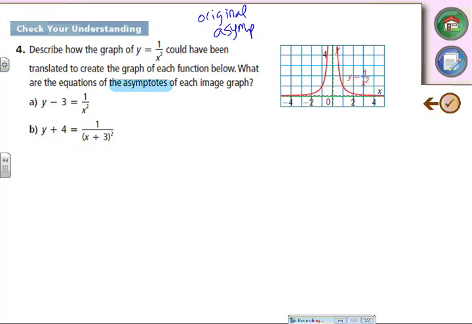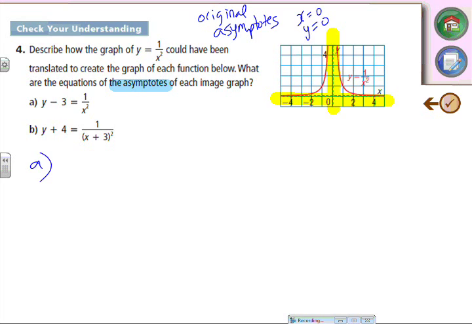Originally, the asymptotes are going to be, we've got a vertical and a horizontal. So x equals 0 and y equals 0. There's our two asymptotes. Now let's go to part A. Part A says y minus 3 equals 1 over x squared.